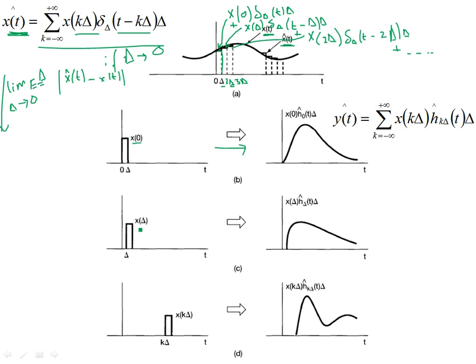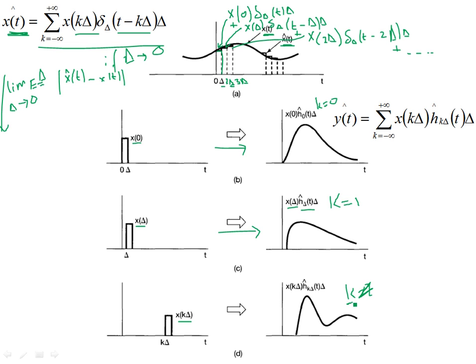Then again, you take the next pulse. The weight of that pulse is x delta, and the response of the system is x delta multiplied by h delta of t, where k is 1. So over here k is 1, over here k is 0. Then again you continue doing that, let's say for k equal to 2. So we have basically three pulses over here. Again, this is for k delta. So this is not k equal to 2, this is basically k.